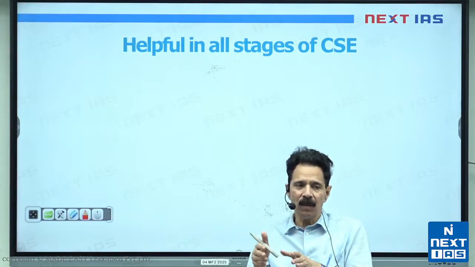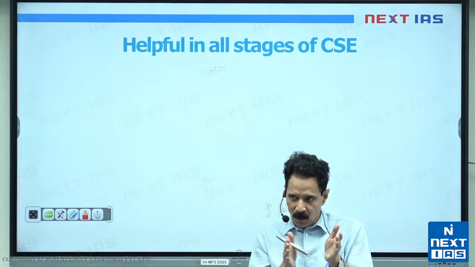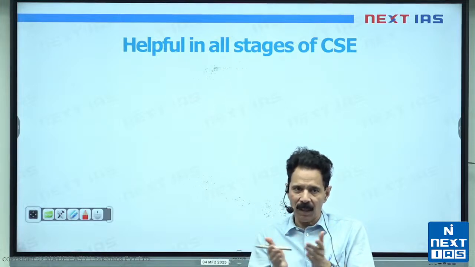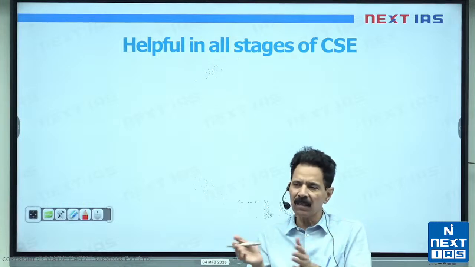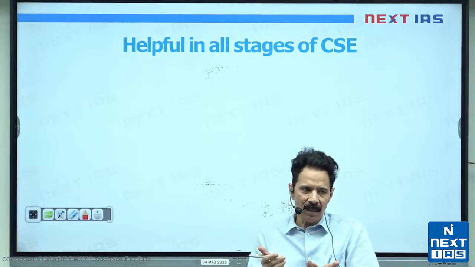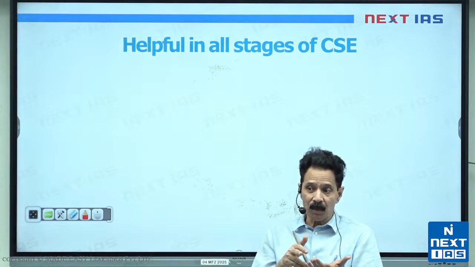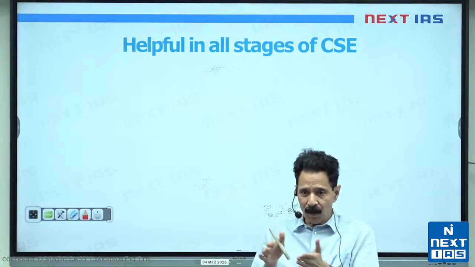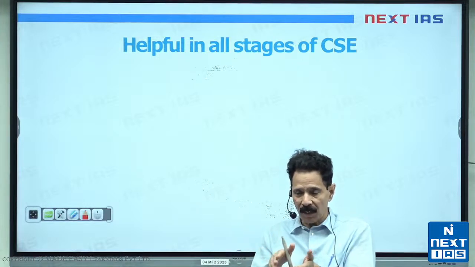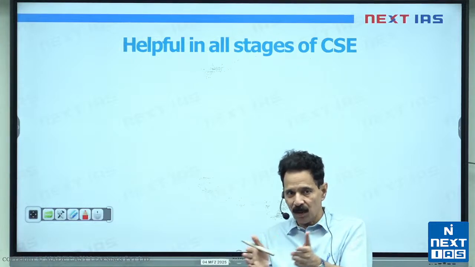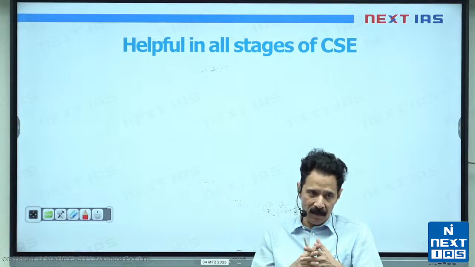In third paper, you have economy. So history of economic development after independence, 5-year plan, so many things. History is connected there. History is connected to internal security in the third paper because there also background becomes important. For example, Naxalism. So the whole story becomes important to understand Naxalism.